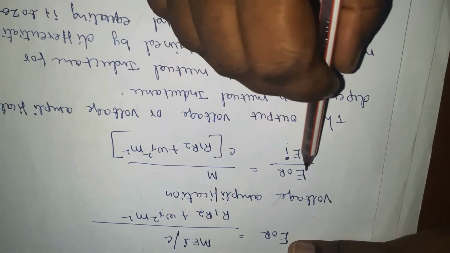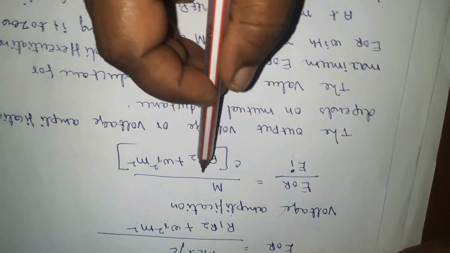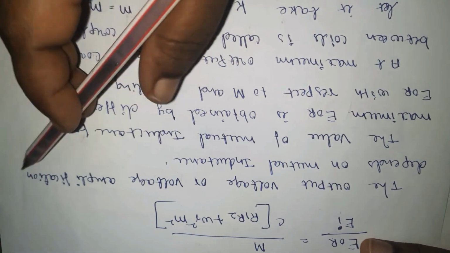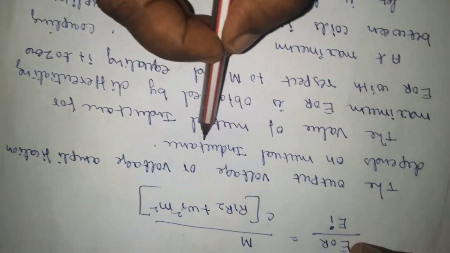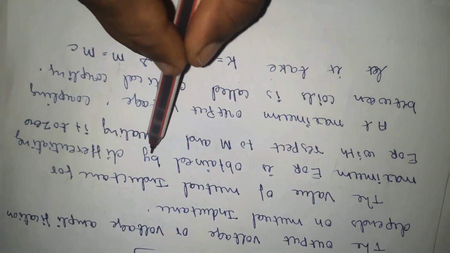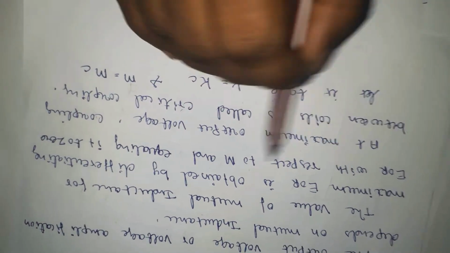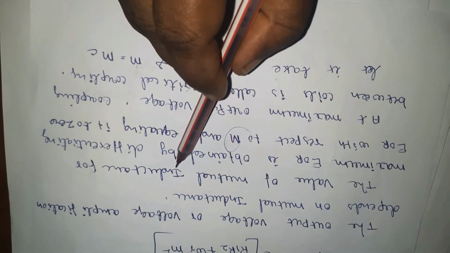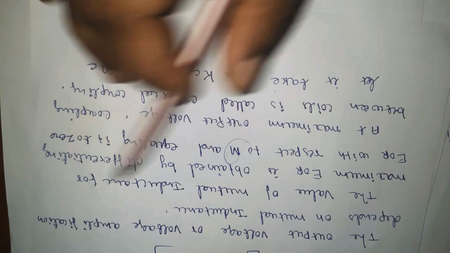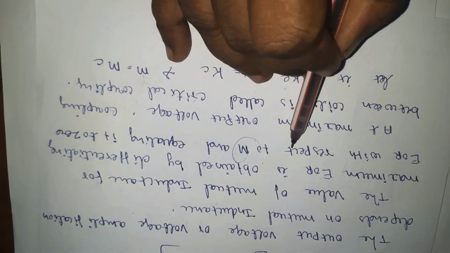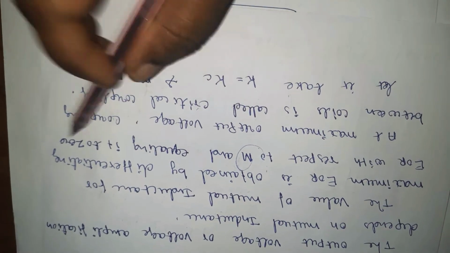So you write like this: E0r divided by Ei is equal to M divided by C into R1R2 plus ωr²M². The output voltage, or voltage amplification, depends on mutual inductance. Listen here: the value of mutual inductance for maximum E0r is obtained by differentiating E0r with respect to mutual inductance and equating it to 0.